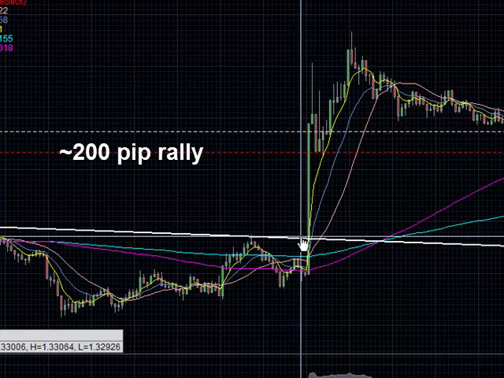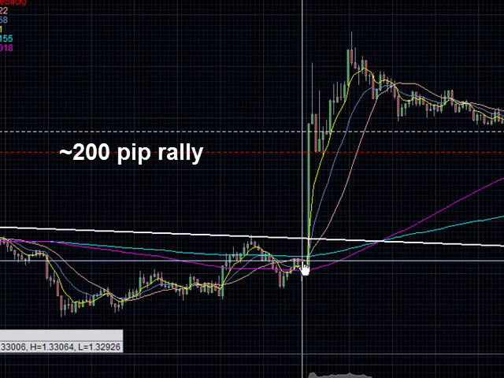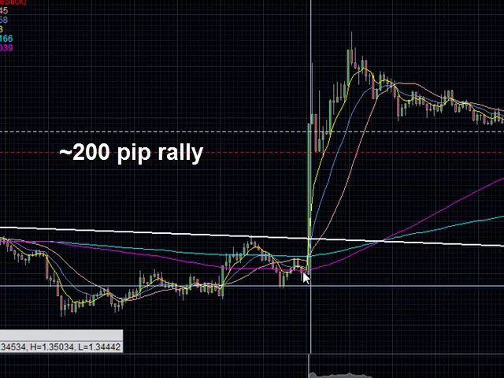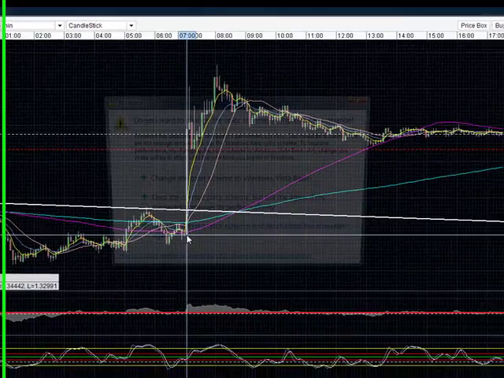pip rally. And actually at the time of this intervention, I was going short in the pair. I had a trade on going short and I got stopped out. And that's one of the reasons why it's important to always have a stop loss in place when you do trade the market. And this is important in cases where there is intervention, because those are things we can't predict. We don't know when it's going to happen, so it's always important to have your stop loss in place.